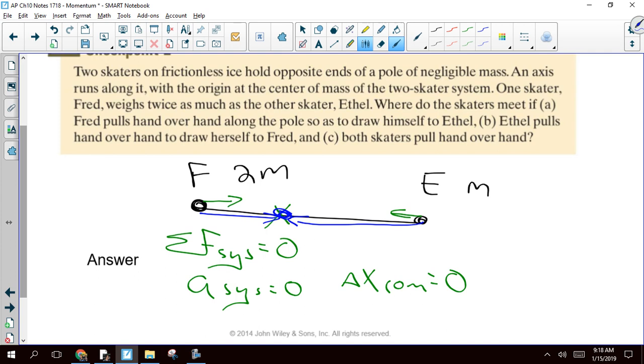Now it doesn't matter who pulls who here, right? Because of the third law, if Ethel pulls Fred or Fred pulls Ethel, there's always that reaction force at the same time.